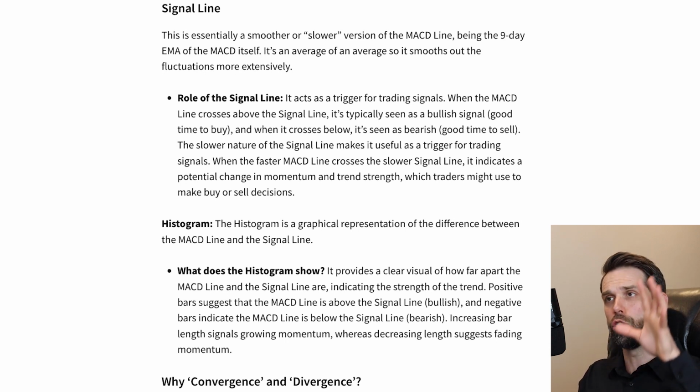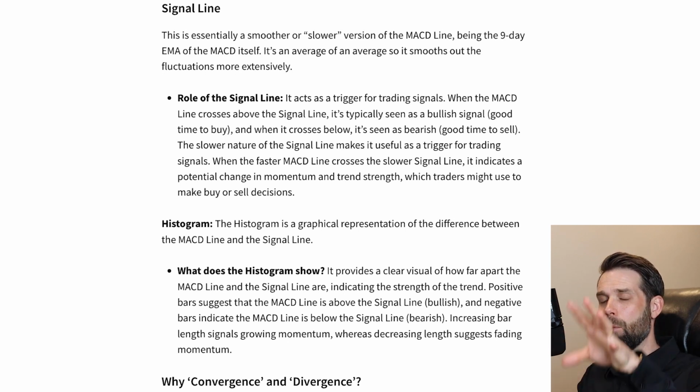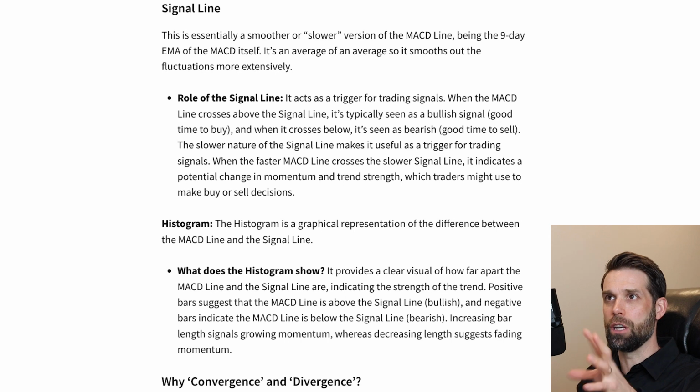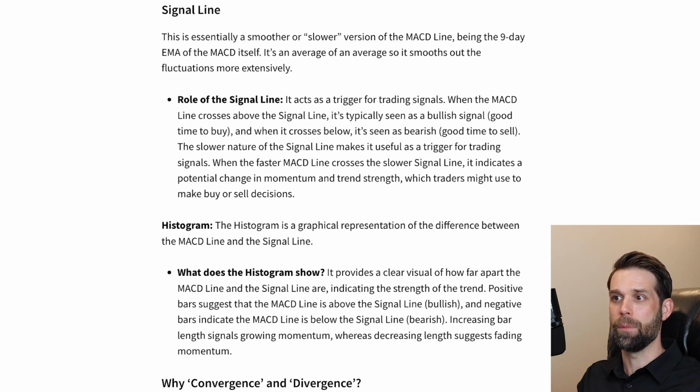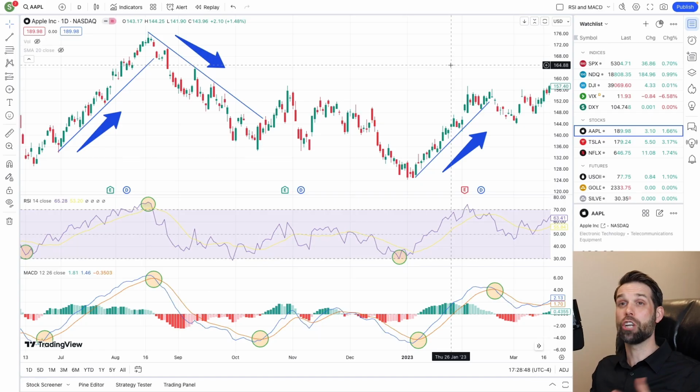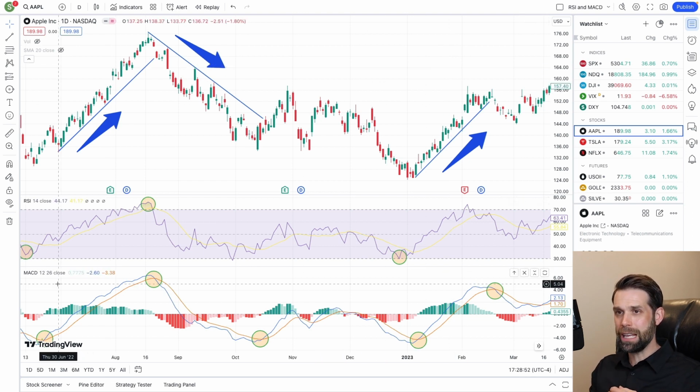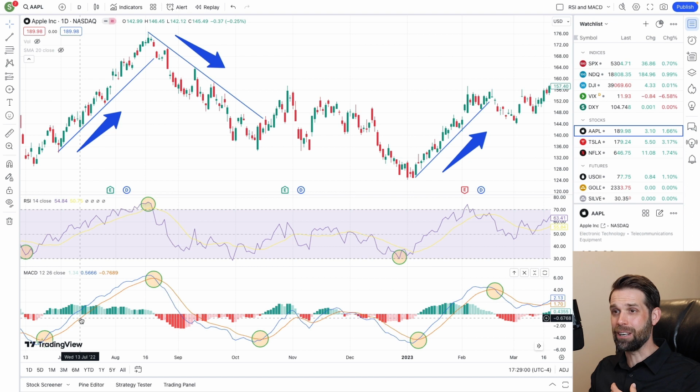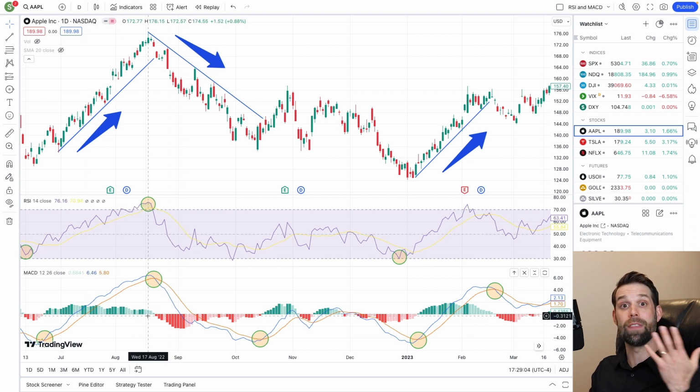So let's jump over to the TradingView chart now, and we can get a visual representation of exactly what we talked about here. So we have our chart here on TradingView. It's the same one that we have been using. And here is the MACD trading indicator. The blue line is the MACD line, and the orange line here is the signal line. And these bars are the histogram.